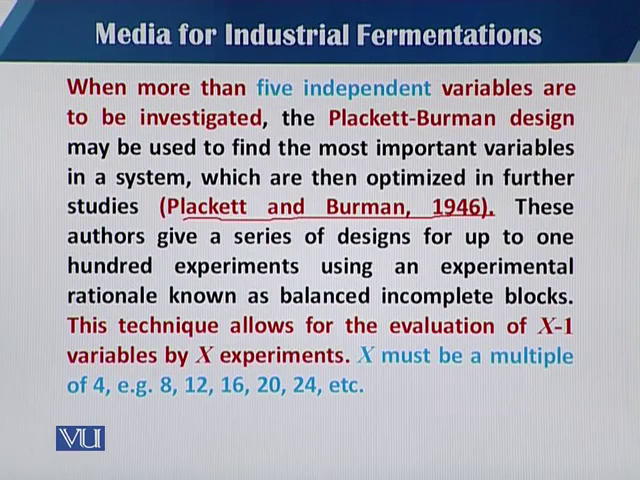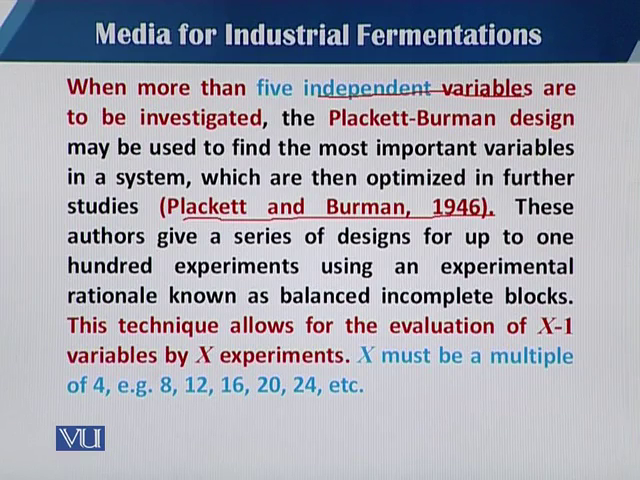According to this design, we can use it when our independent variables are more than 5. As we have seen in our classical approach, if there are 3 different nutrients having 6 different concentrations, or 6 different nutrients having 3 different concentrations, then there is a huge number of experiments. But when our independent variables are more than 5, then we can use the Plackett-Burman design.